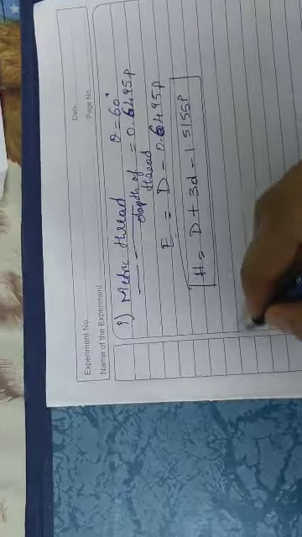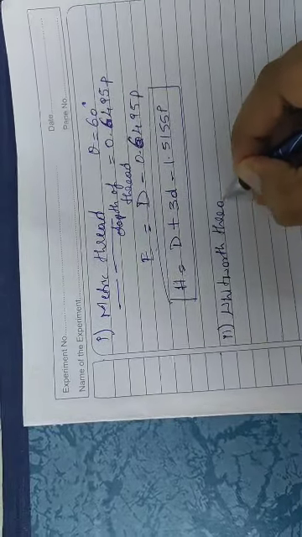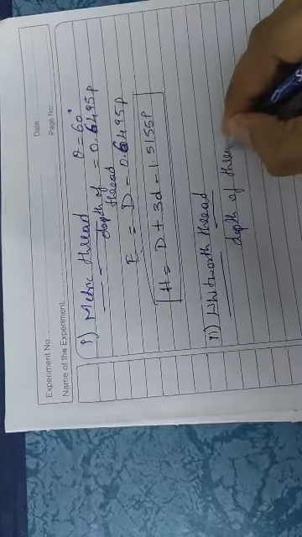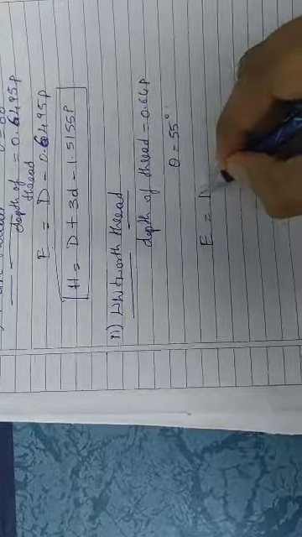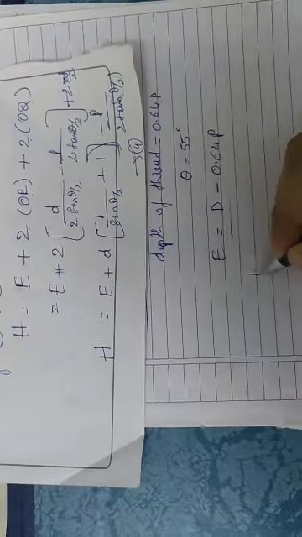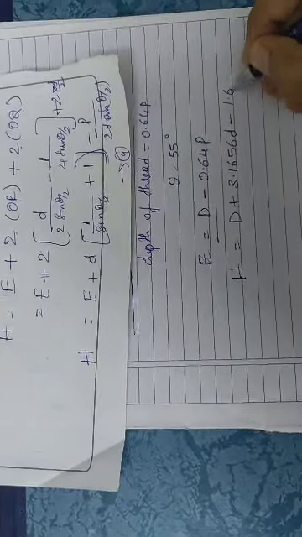The same formula, if you apply it for the Whitworth thread, where depth of the thread is equal to 0.64 of P and theta is equal to 55 degrees, where E is equal to D minus 0.64 of P. Substitute the same in equation number 4. We will get H is equal to D plus 3.1656 of d minus 1.6 of P. These are the two different values for the metric thread and the Whitworth thread.